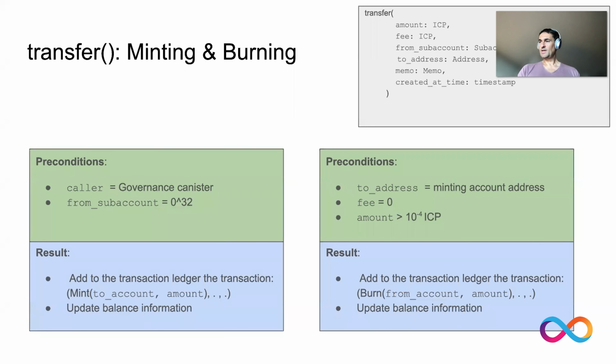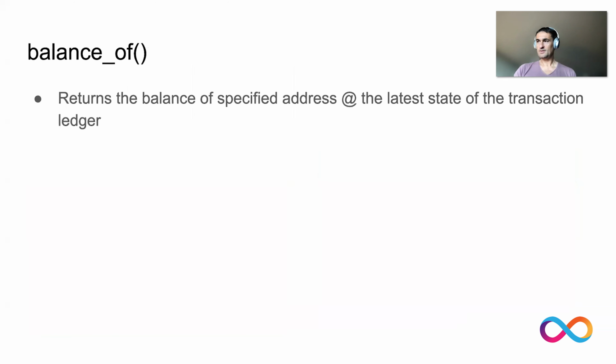So informally I described how we calculate balances. There is already, but the candid interface will also include the method balance of. So this method, when invoked with a ledger address, will return the balance of the associated account at the state at which the method is executed.